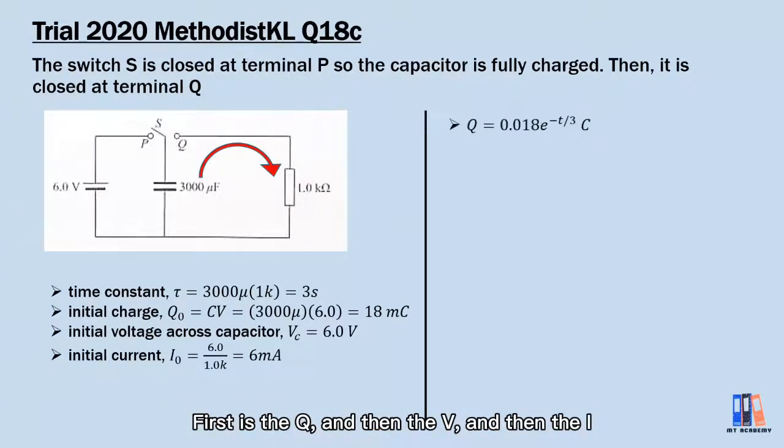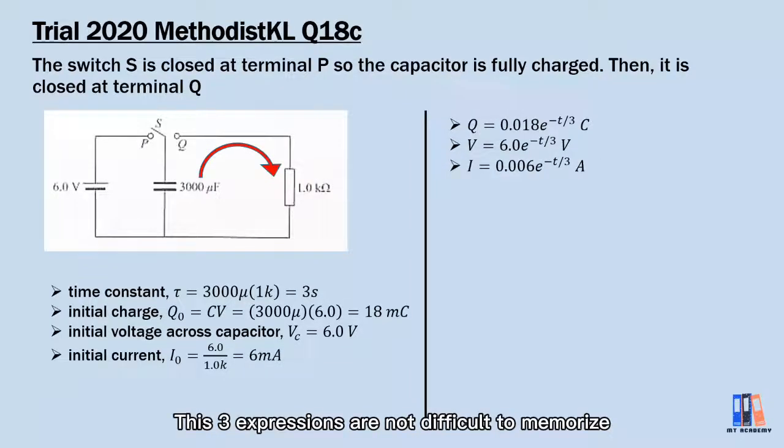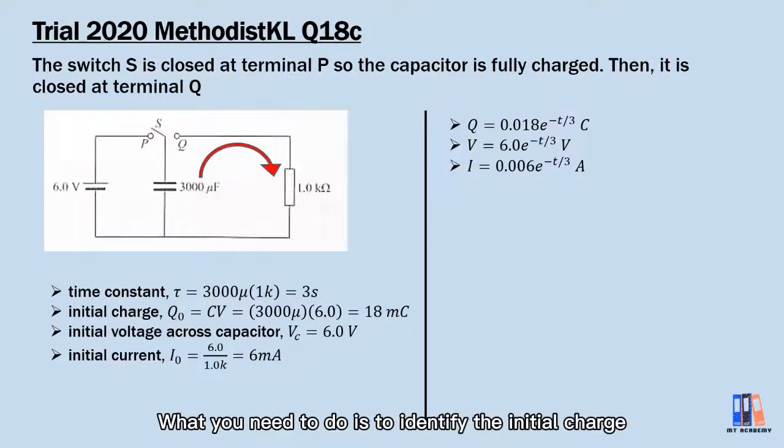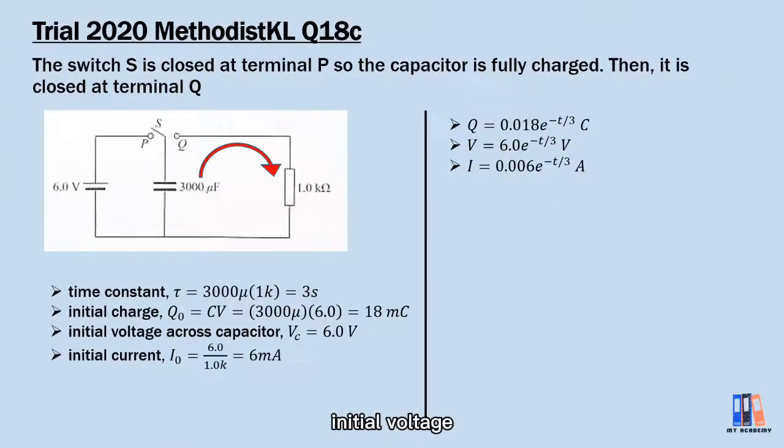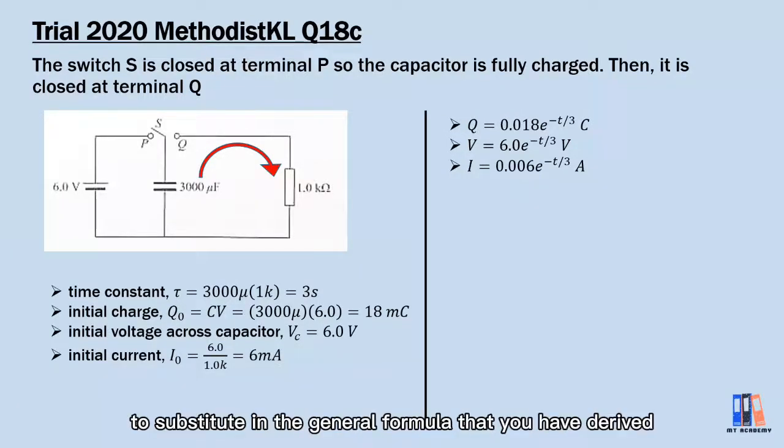So first is the Q, and then the V, and then the I. These three expressions are not difficult to memorize. What you need to do is to identify the initial charge, initial voltage, initial current, and also the time constant, to substitute into the general formula that we have derived.